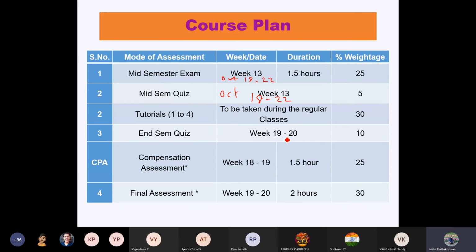I will tell you I'm planning to have it. You give me the timing. It can be during classes. It can be in the evening. It's up to you. I don't have any problem. Fine. So this is how I am planning to have the course plan. I hope there are no doubts regarding this.